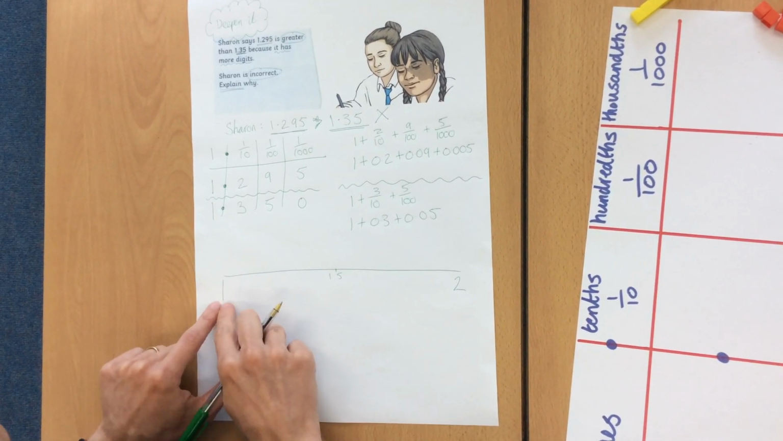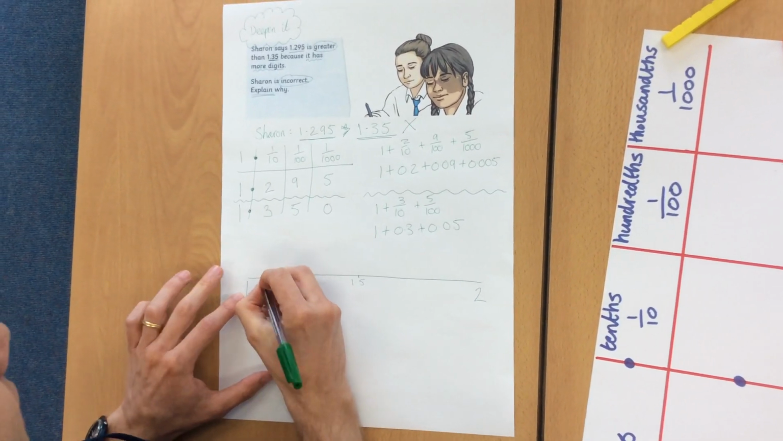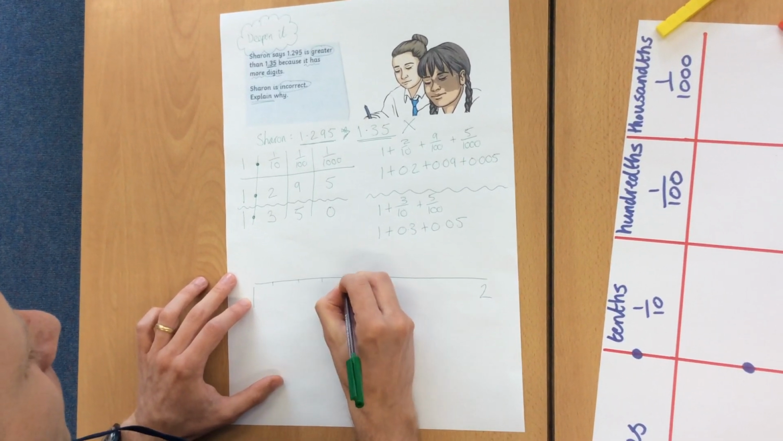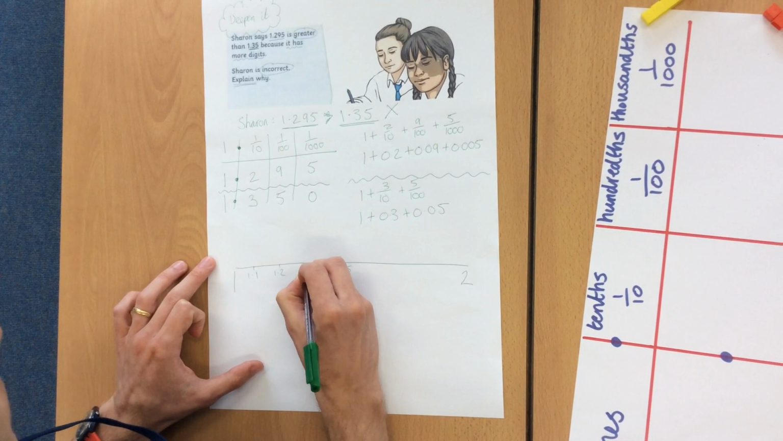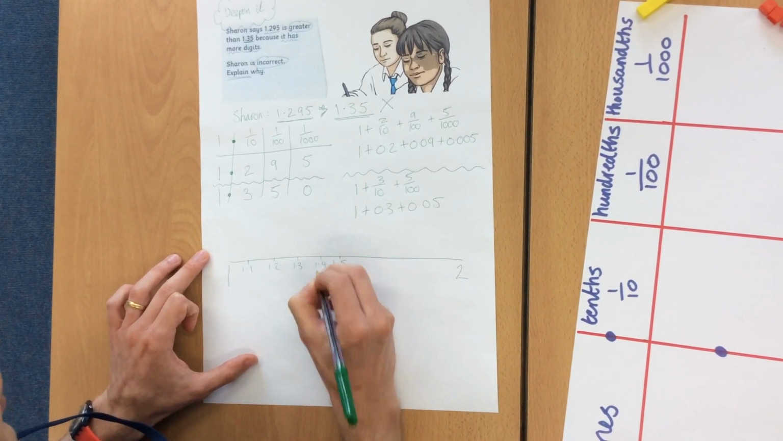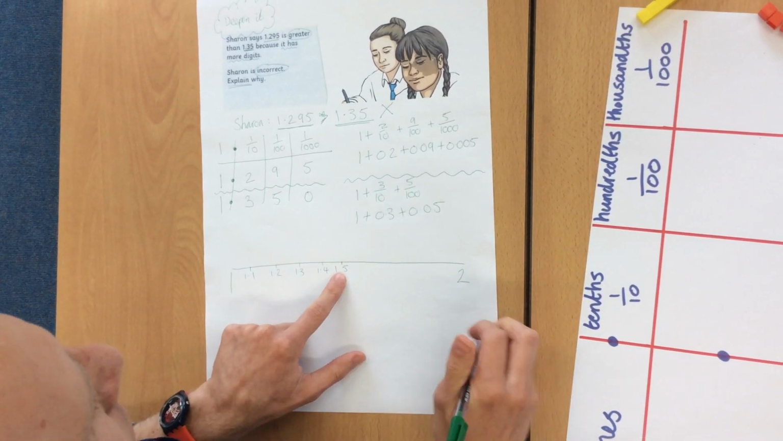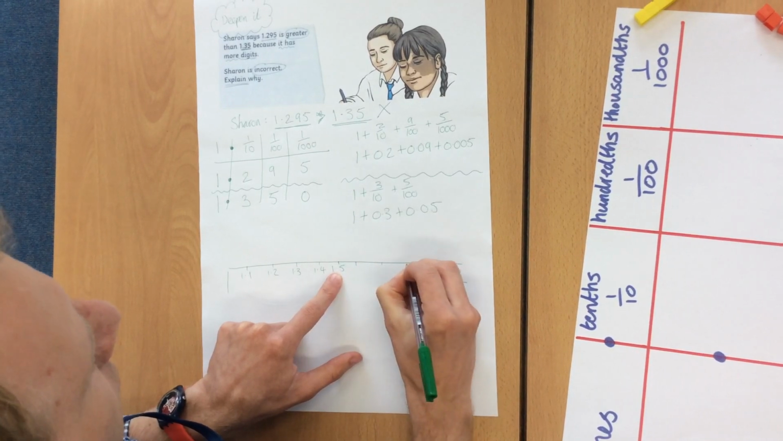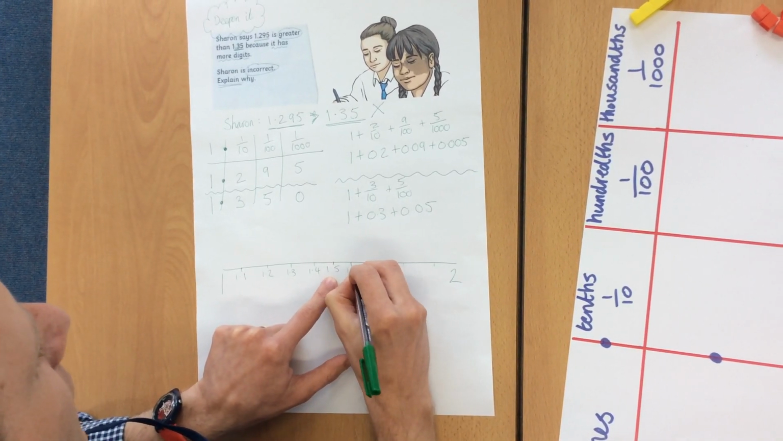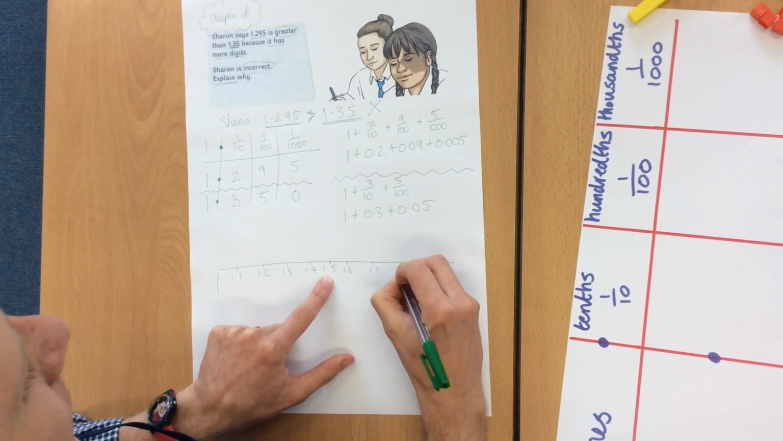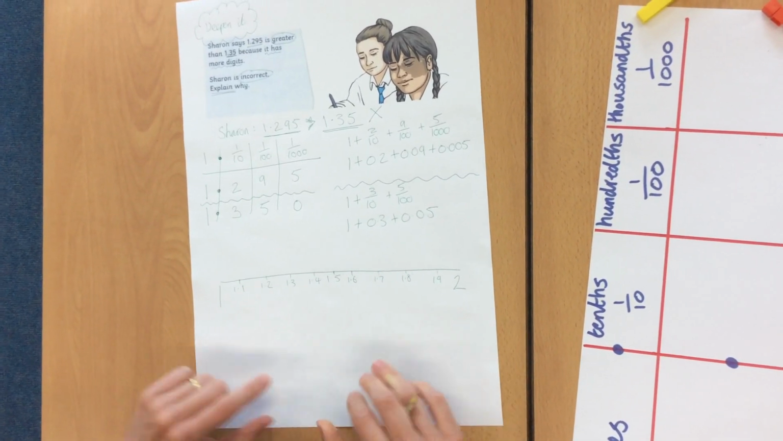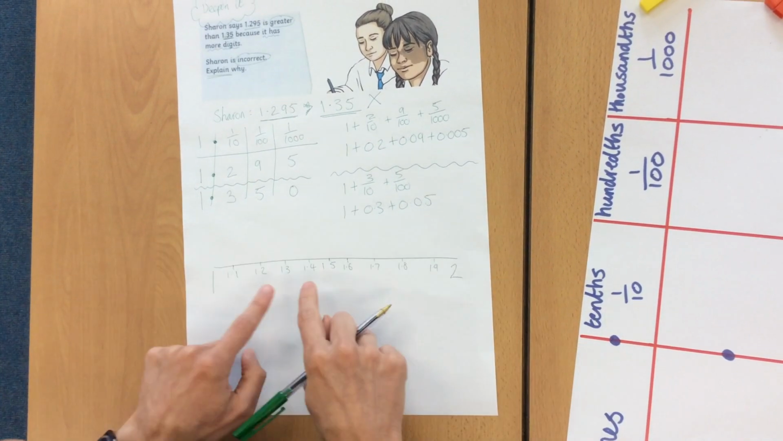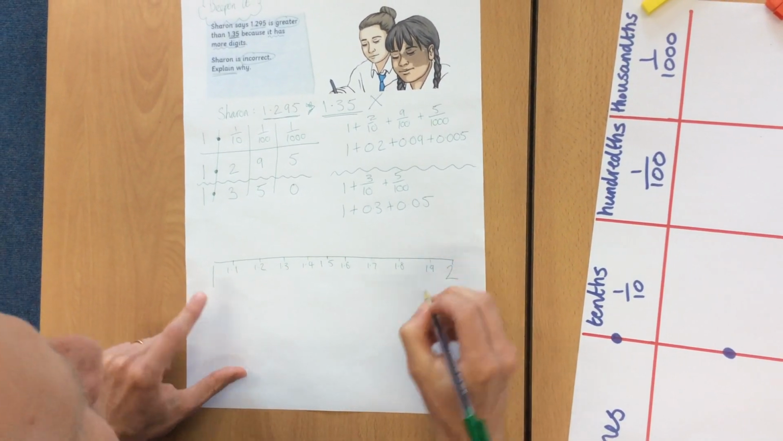So I'm now going to need to do a few more landmarks in here as well. So I've got 1.5. Between 1 and 1.5, I'm going to have 1.1, 1.2, 1.3, and 1.4. Between 1.5 and 2, I'm going to have 1.6, 1.7, 1.8, 1.9, and then I end at 2. So what I'm going to do now with my two decimals is I'm actually going to plot them on this number line that I have created.